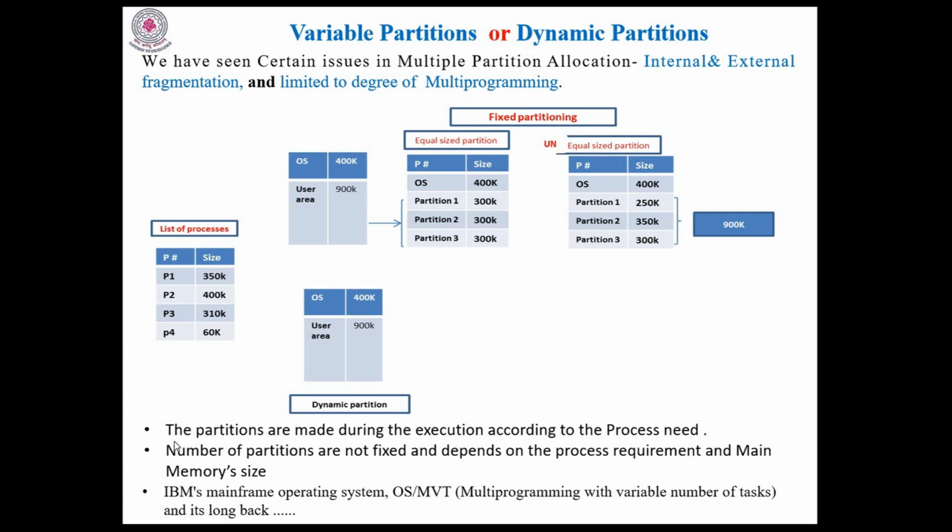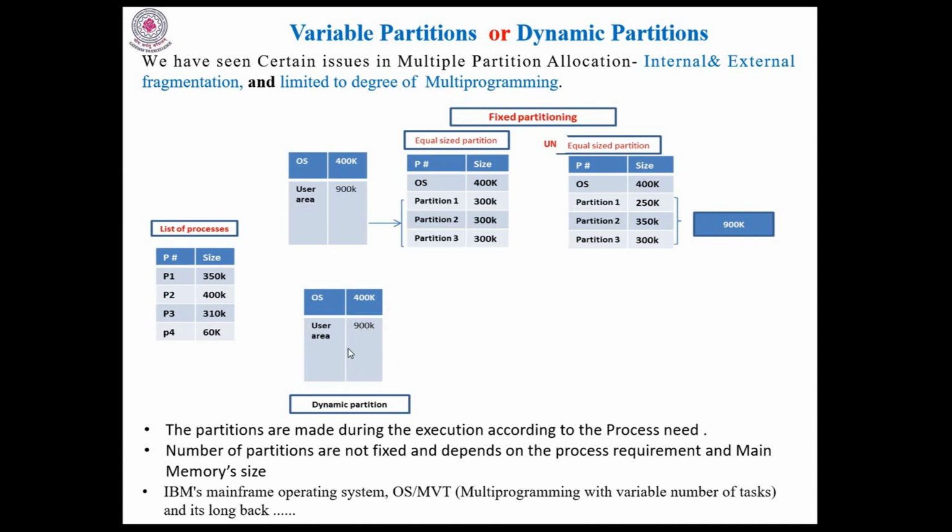How? Let us look into this. The partitions are made during the execution according to the process need. The dynamic partition method's definition, as you see, is that the partitions are made during the execution according to the process need. So my process requirement is 350. As per my requirement, it will be allocated 350 and the remaining memory is kept as free. So that remaining is 450. The number of partitions are not fixed. You see, as per my requirement, it is allocating. So the number of partitions are not fixed.